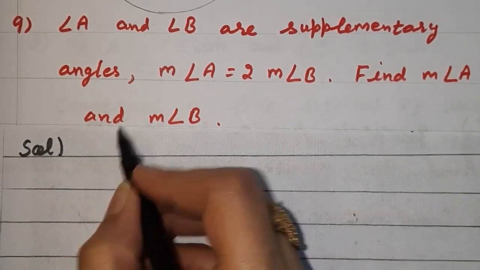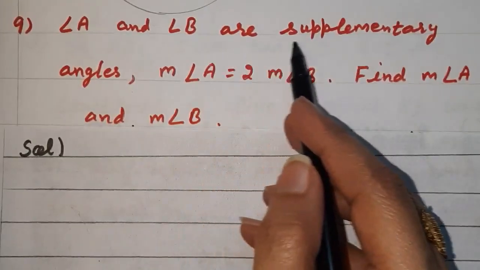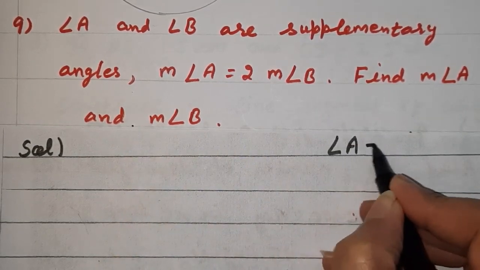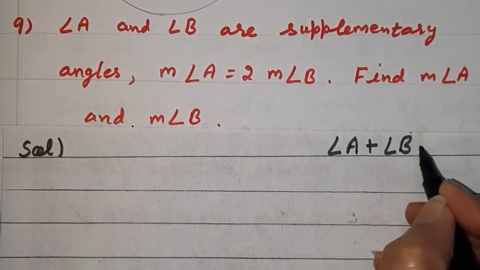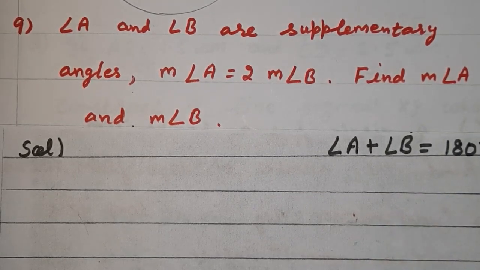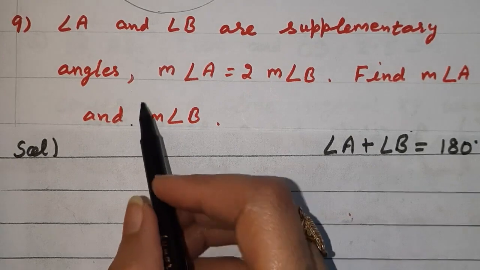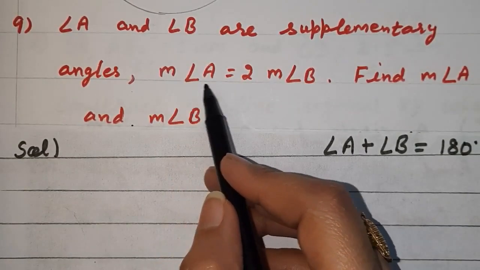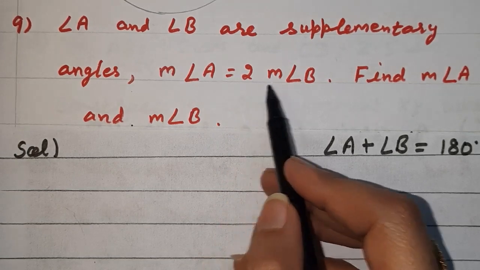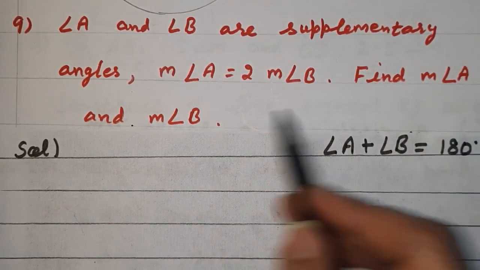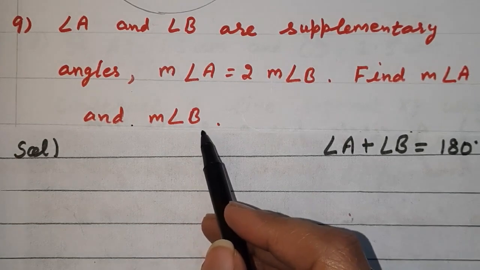Solution. Angle A and angle B are supplementary angles. It means the sum of angle A and angle B is equal to 180 degrees. Right? M means measurement. Measurement of angle A is double the measurement of angle B. Find the measurement of angle A and the measurement of angle B.